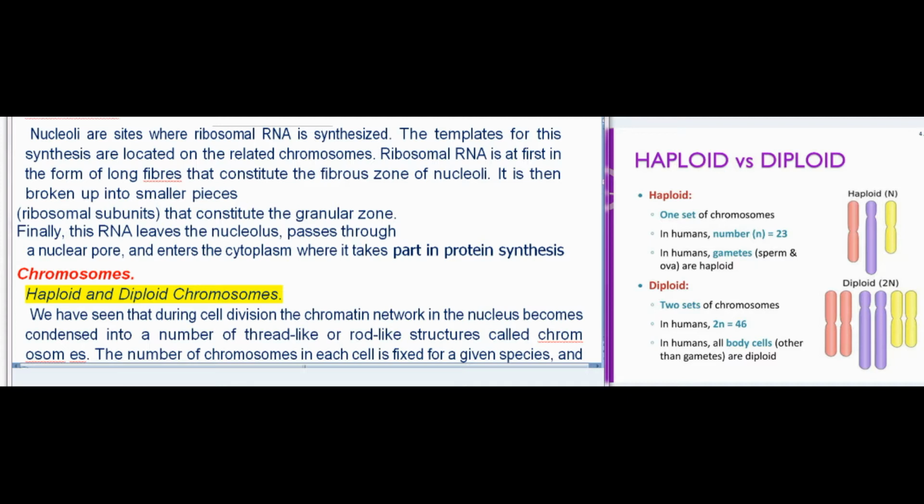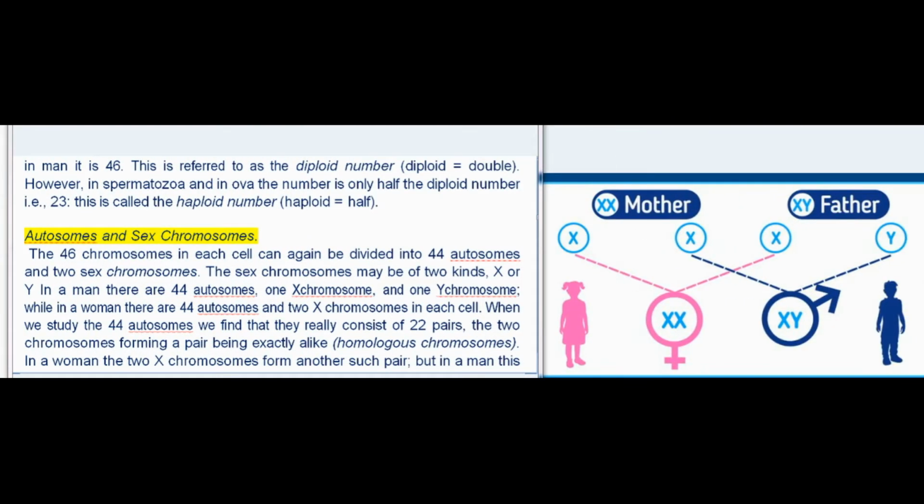Chromosomes. Haploid and diploid chromosomes. We have seen that during cell division the chromatin network in the nucleus becomes condensed into a number of thread-like or rod-like structures called chromosomes. The number of chromosomes in each cell is fixed for a given species, and in man it is 46. This is referred to as the diploid number, diploid equals double. However, in spermatozoa and in ova the number is only half the diploid number, i.e., 23. This is called the haploid number, haploid equals half.